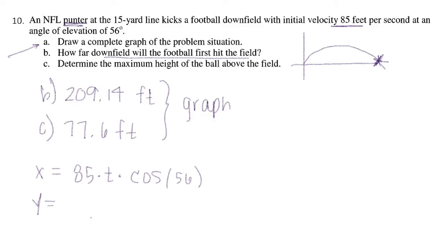And so we would have 0 plus our initial velocity times time times sine of our given angle. And then don't forget the minus 16t squared. And so these two should be your parametrics that you're typing in the calculator.